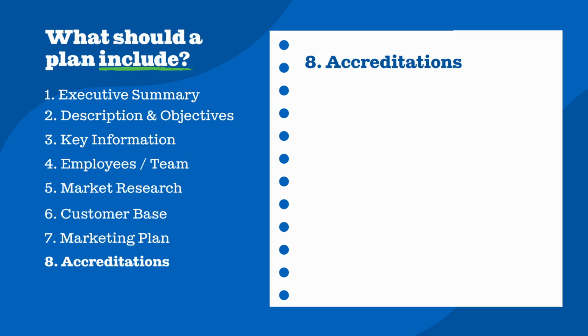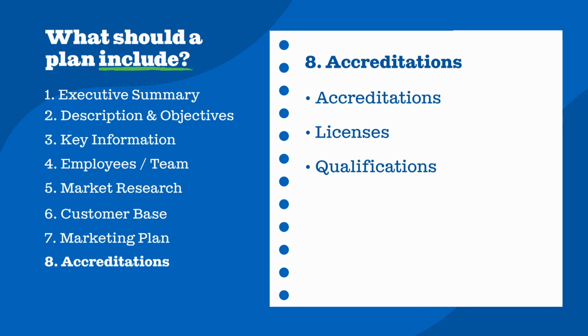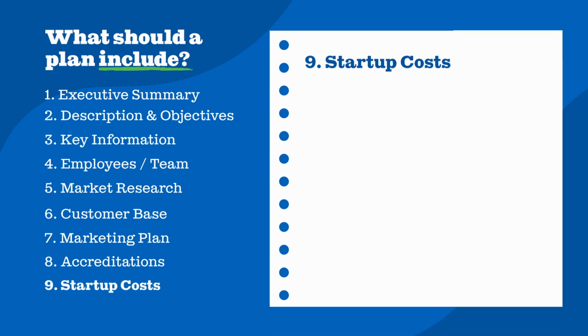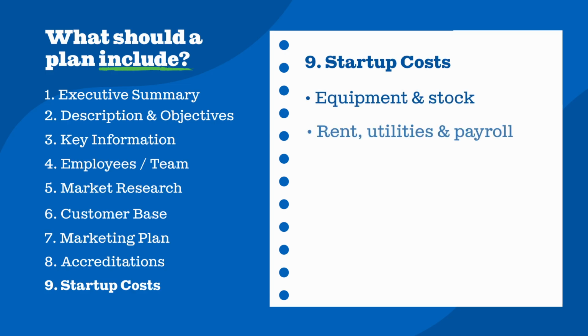In Section 8, consider any accreditations, licenses, qualifications that you require for your business before you start. Section 9, startup costs. From equipment to stock, from rent and utilities through to payroll, everything has a cost. Therefore, make sure you've considered all the startup costs. This is from fixed assets such as vehicle and machinery to the running costs and overheads you will need to fund on a day-to-day basis.